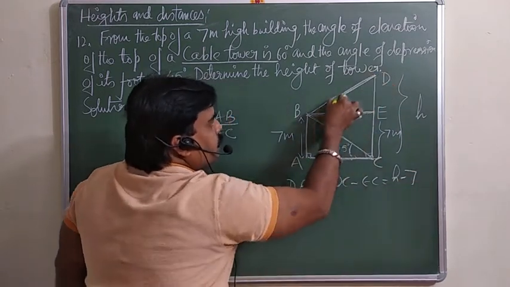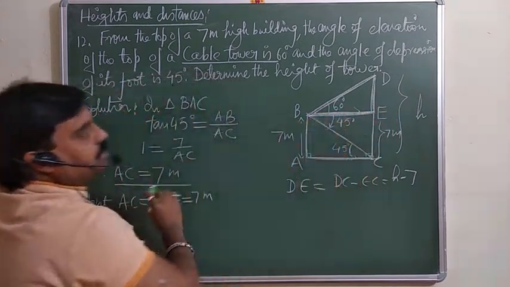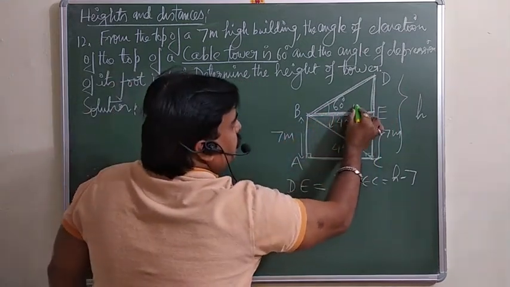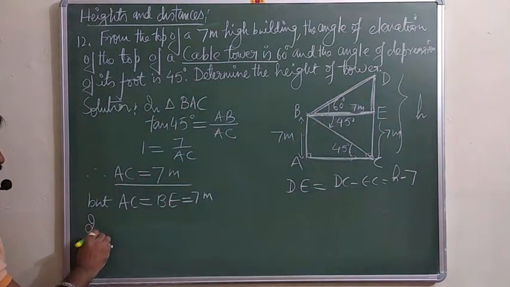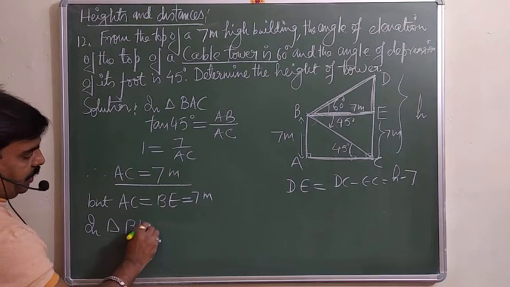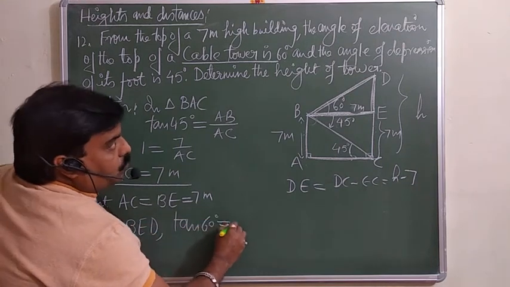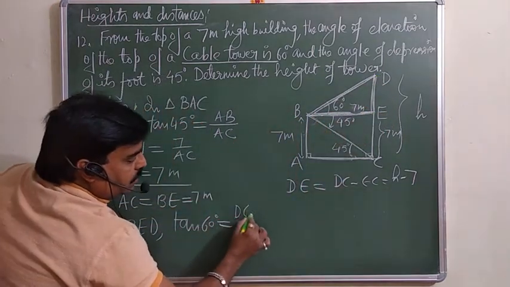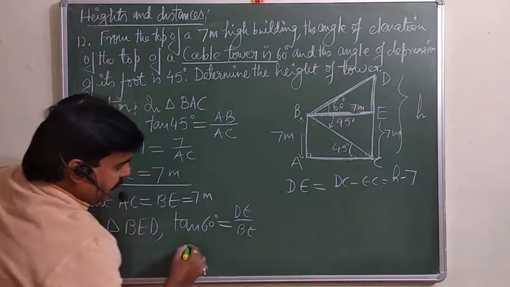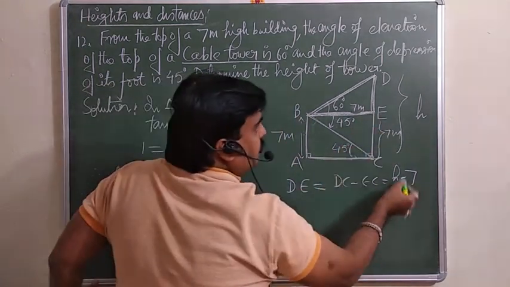Because when you take this triangle, this is the perpendicular there and this is the base, which is already known now, that is 7 meter. Now you can take triangle BED. So we will take tan 60 is equal to DE over BE. DE over BE. Tan 60 is root 3. DE is what? This DE is equal to H minus 7.